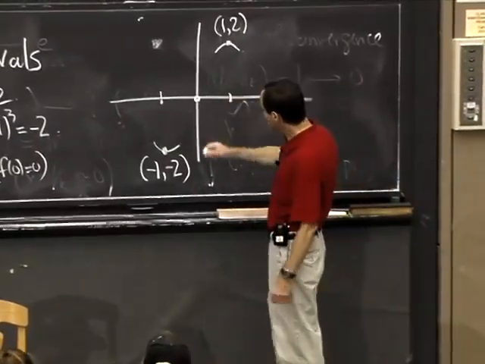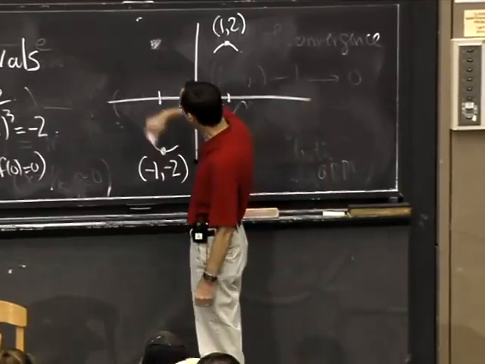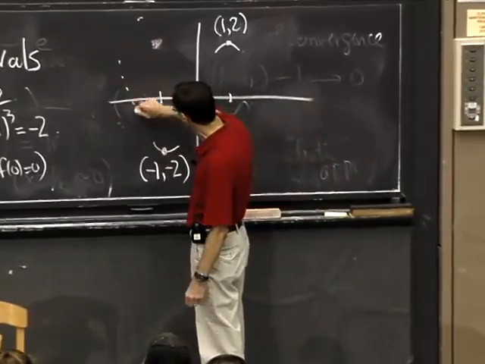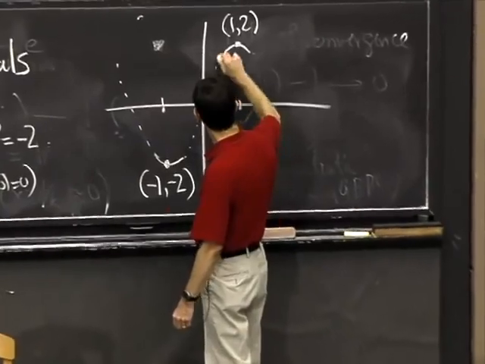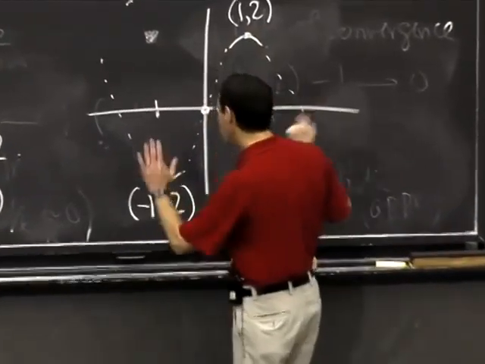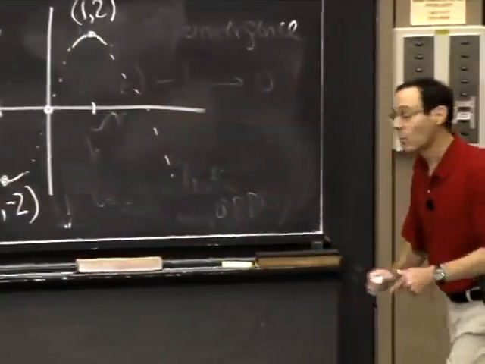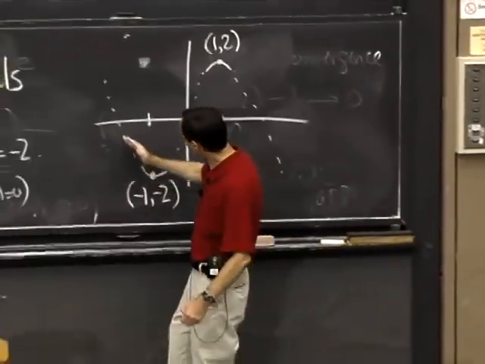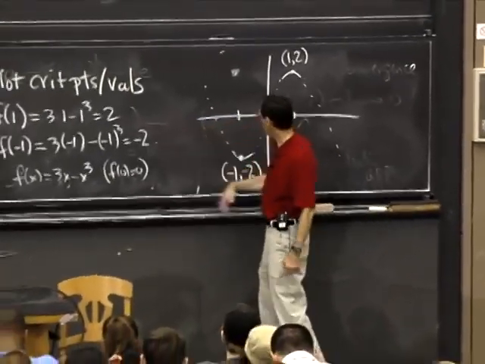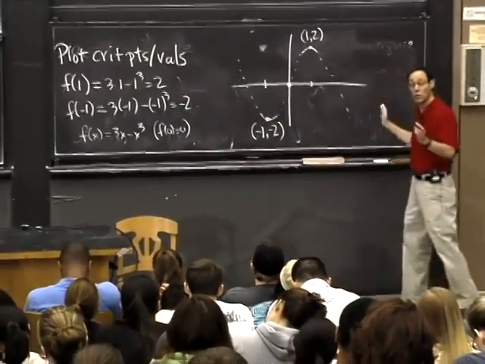So now we can guess what our function is going to look like. It's going to maybe come down like this, come up like this, and come down like this. That could be what it looks like. But another possibility is it sort of comes along here and goes out that way, comes along here and goes out that way. Who knows?